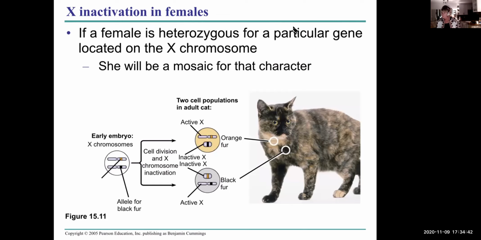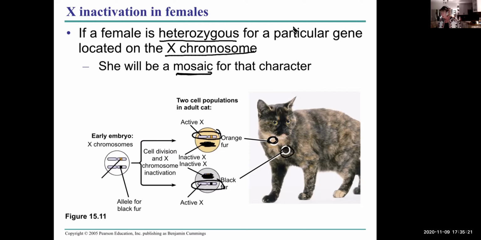And if a female is heterozygous for a particular gene, in this case it's fur color, located on the X chromosome, she'll be a mosaic. In other words, have both traits. Wherever that X chromosome is active, that's where that color will be. So in this case, we've got the orange color here: this X chromosome is active and the other one is inactive. As far as black fur color goes, this chromosome is active and this chromosome is inactive.